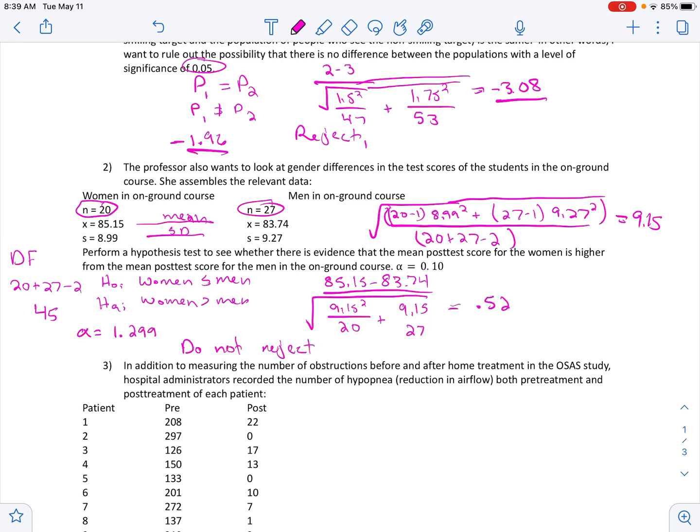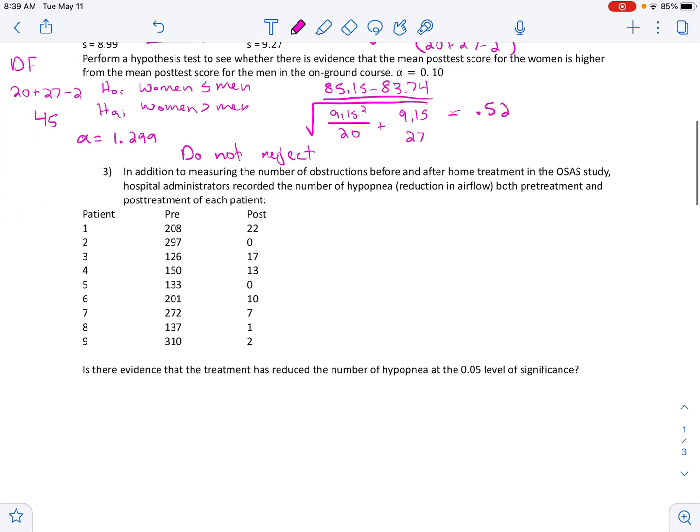So is there a significant difference? Do the women score significantly higher? We'd say no. There is not evidence the women's score significantly higher. Okay. So then we go on to this one. This one, if you look at, is a pre-test and a post-test. It actually says here, pre-test, post-test.